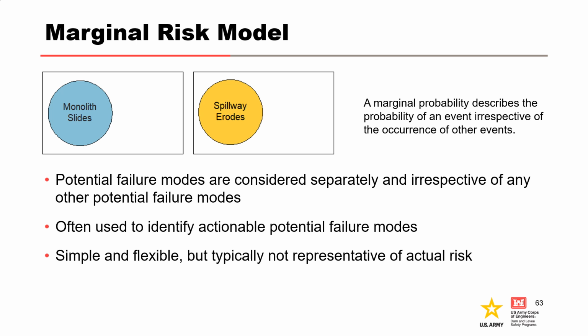The first method is the marginal risk method, which considers only marginal probabilities. A marginal probability describes the probability of an event irrespective of the occurrence of other events. So for a set of potential failure modes, a total is not calculated when using the marginal risk model. We use this method to identify actionable potential failure modes because the risk associated with a potential failure mode can be reduced by the presence of other potential failure modes. While this model is simple and flexible, it is not typically representative of actual risk because the actual risk will typically be the result of multiple failure modes.